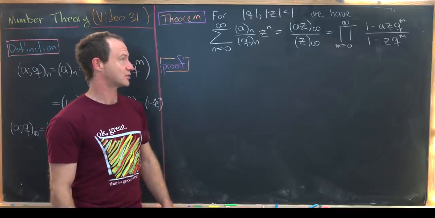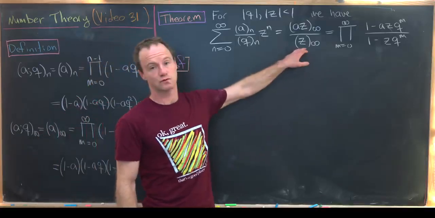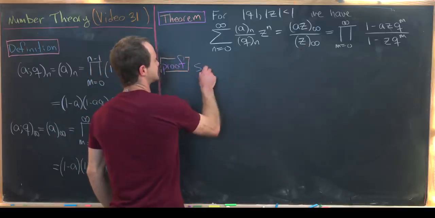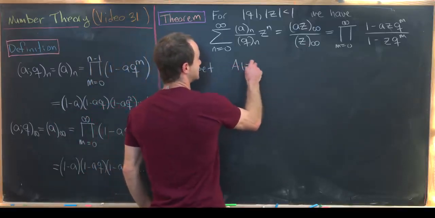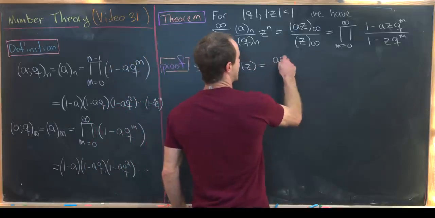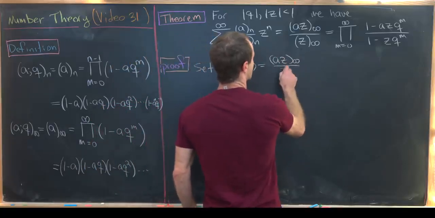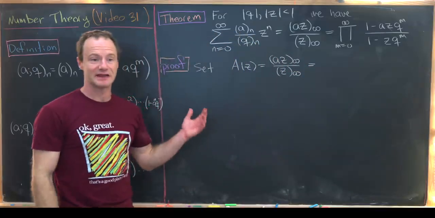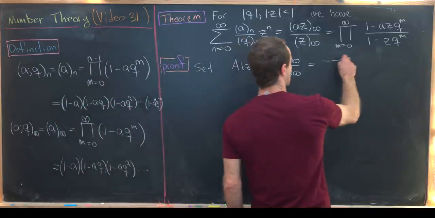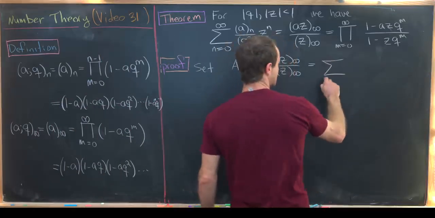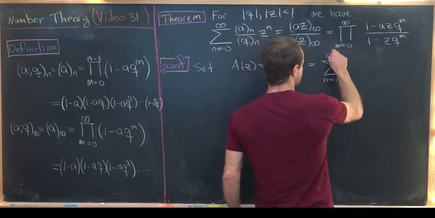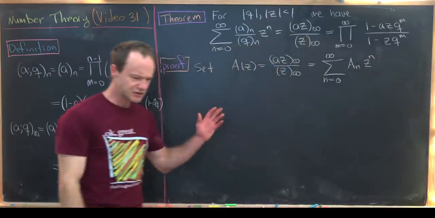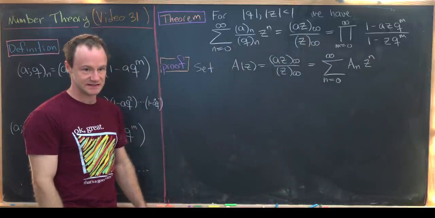Okay, so let's get to the proof. So we're going to start with this right-hand side, and we'll give this a new name. So let's maybe set A(z) equal to this (az;q)_infinity over (z;q)_infinity. And then let's assume that it can be expanded as a sum in the following way. So this will be the sum as n goes from 0 up to infinity of a_n z to the n. So it's like a power series in z.